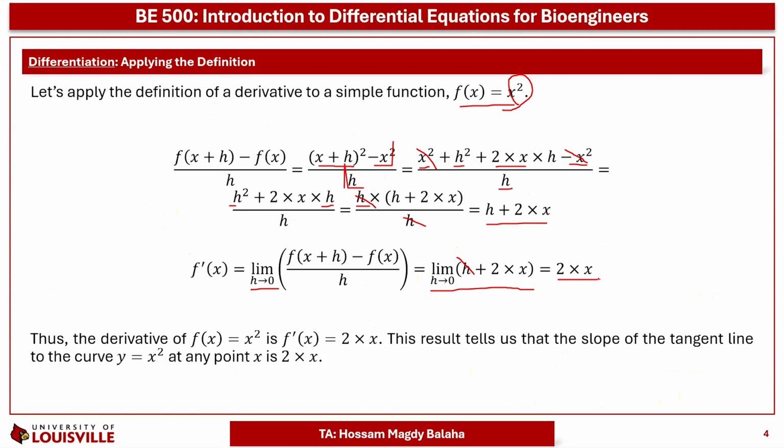So the derivative of x squared is 2x, and in that case, the result will tell us that the slope of the tangent line to the curve y equals x squared at any point x is 2x. And as you see here, there is no effect of the value h, as it's a very small value.